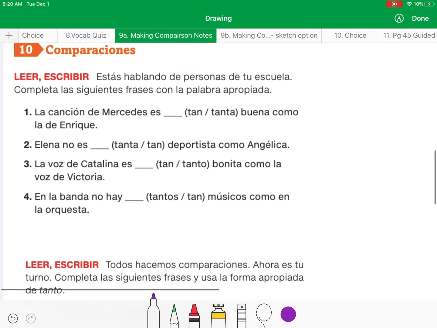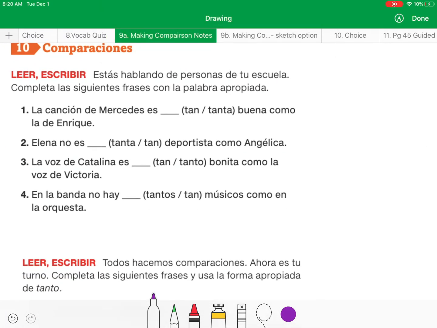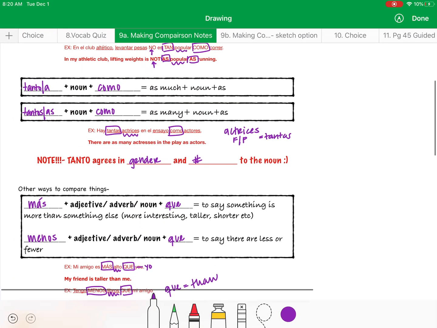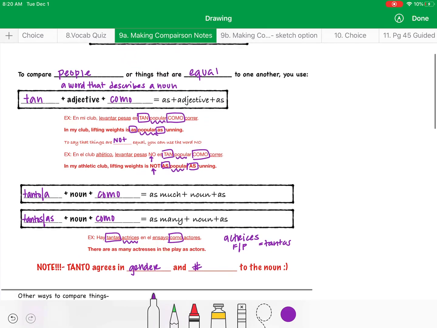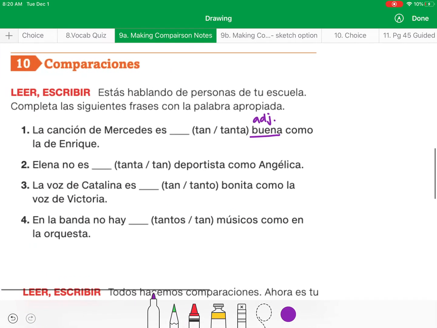All right, so let's do some practice. Okay, down here we've got La canción de Mercedes es blank buena como la de Enrique. Okay, so here, buena is an adjective. Okay, so which one of these do you use for an adjective? Okay, we're going to use tan. Okay, so look at the word that comes after in order to see which one you use. Okay, go ahead and pause and finish out the next 3.